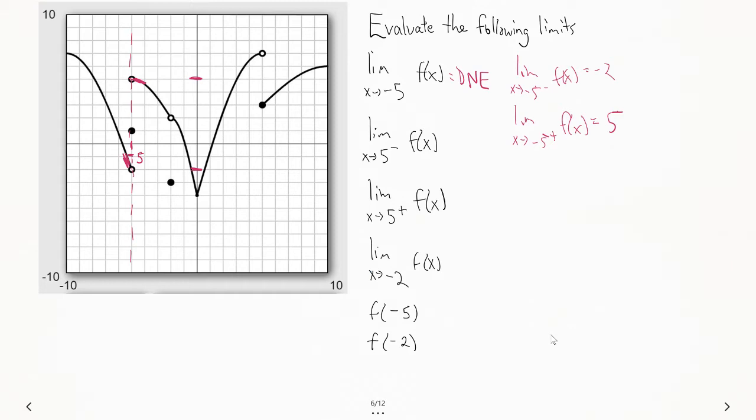Okay, so we have that part. And you can see that from the graph. When you have a jump, like from one end to the other, you aren't going to have the limit exist. You have to do left and right hand limits.